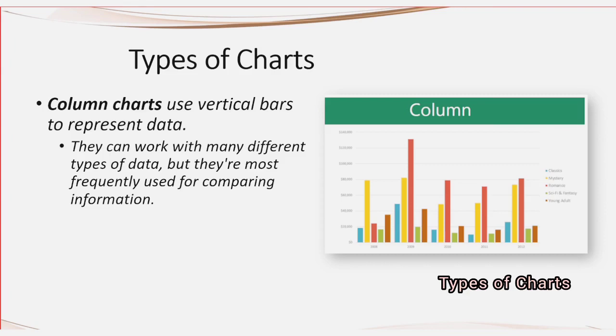Now, let's see. Column charts use vertical bars to represent data. I know bar chart, pie chart, column chart, like that. Column charts can work with many different types of data, but they are mostly used for comparing information.